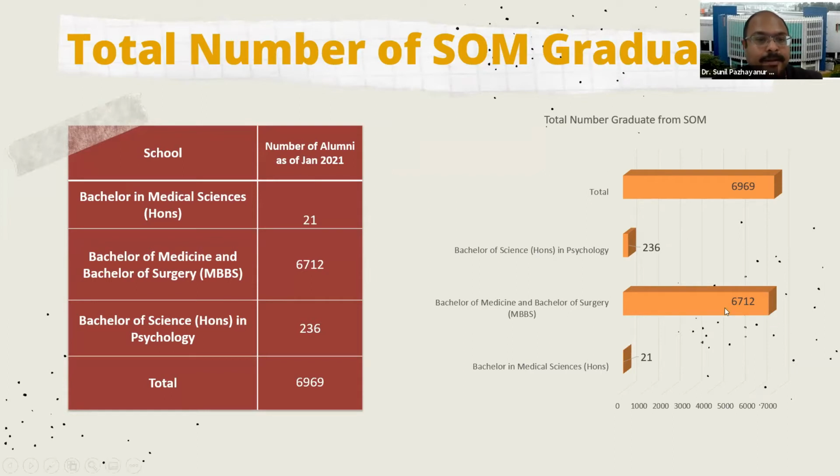The Bachelor in Medical Sciences honors, we have 21. And we also have the psychology program, which is part of the School of Medicine. And you can see there are 236. So overall, about 7,000 SOM graduates over so many years of the establishment of IMU, which in itself speaks volumes of the school and IMU as well.